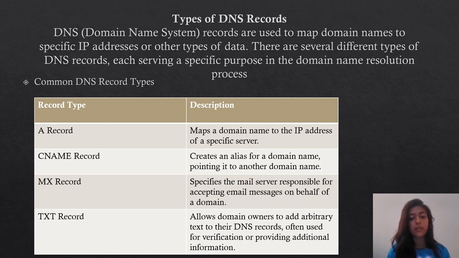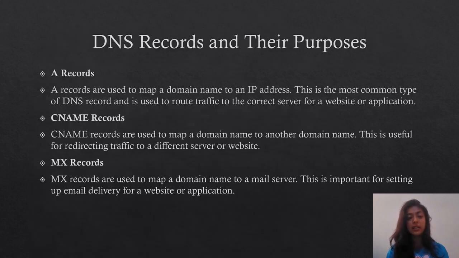A record maps a domain name to the IP address of a specific server. CNAME record creates an alias for a domain name, pointing it to another domain name. MX record specifies the mail server responsible for accepting email messages on behalf of a domain. TXT record allows domain owners to add arbitrary text to their DNS records, often used for verification or providing additional information.